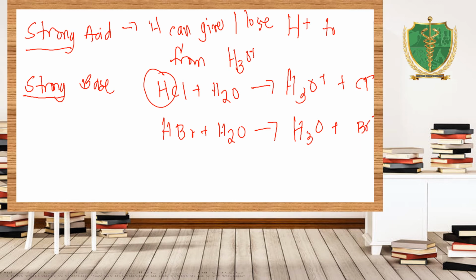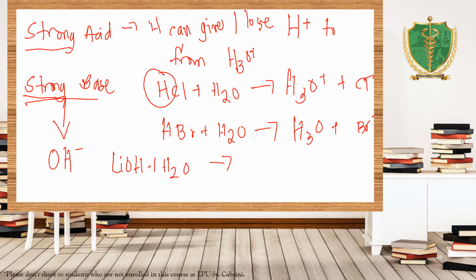Now, how about for strong base? Strong base is the other way around of acid. Kung kay acid, kaya nang i-lose lahat para mag-produce ng hydronium ion. Ito naman, reacts completely or almost completely with water to form, of course, hydroxide ion. Example, lithium hydroxide reacts with water will give us lithium and hydroxide.